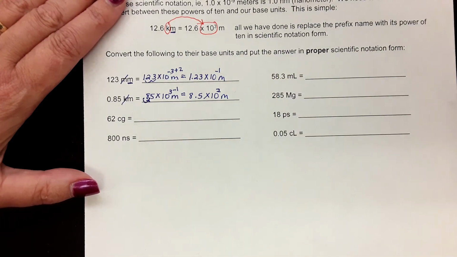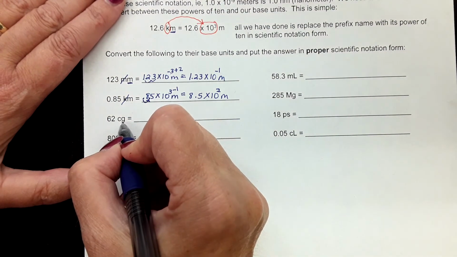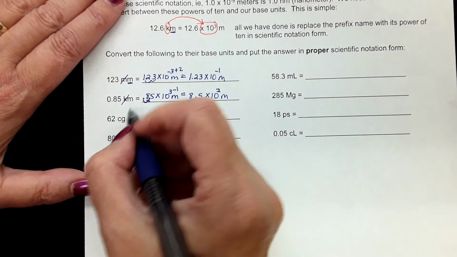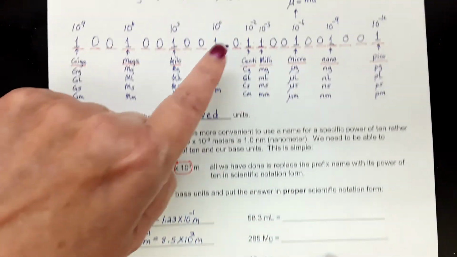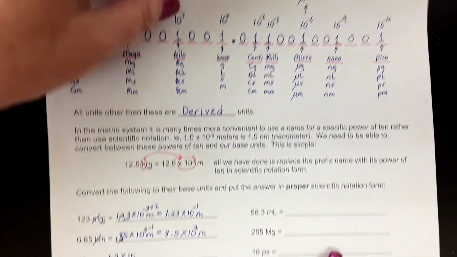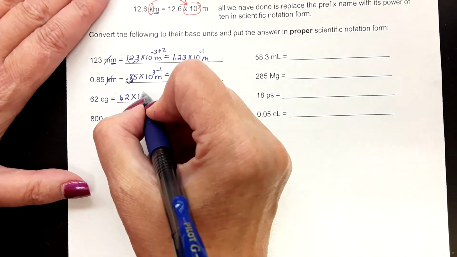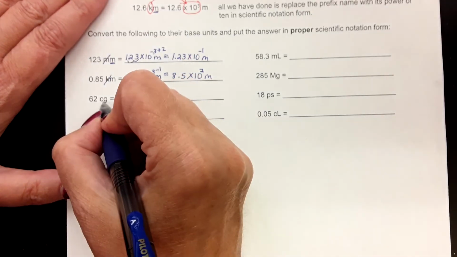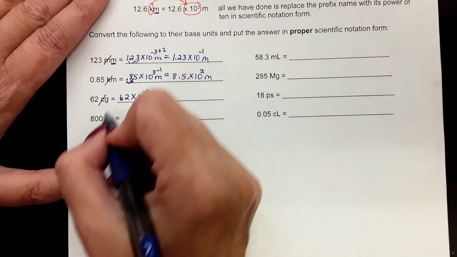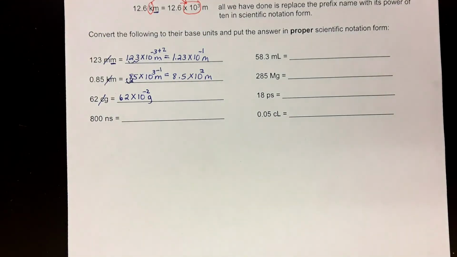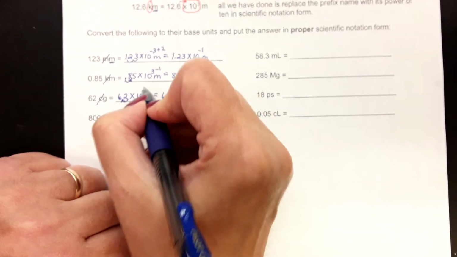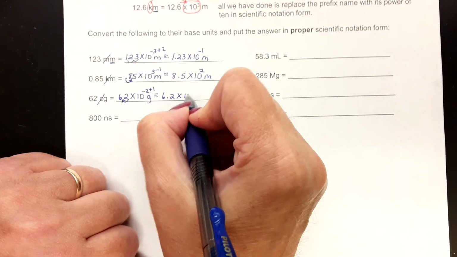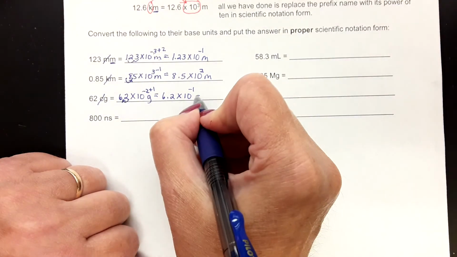Okay? Look at the next one. 62 centigrams. Okay? 62 centigrams. So we're going to say 62 times 10. Centi is negative 2. All right? And we're going to write that down there, and then we don't have centi anymore. We just have grams. And it's converted. Not proper form, though. So we're going to say move the decimal 1 place to the left, add 1 to the power of 10, and the unit.